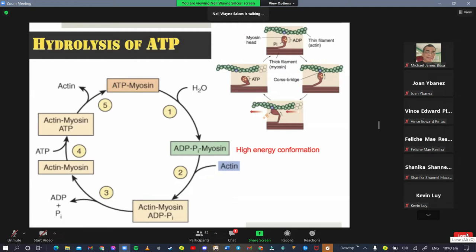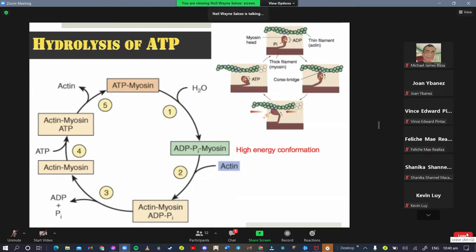So the formation of this complex promotes the release of your Pi first. Once this Pi is released, that initiates the power stroke. This is followed as well by the release of your ADP. And this is accompanied by a large conformational change in the head of the myosin in relation to its tail. So basically, it pulls the actin about 10 nanometers towards the center of the sarcomere. So this is now where your power stroke happens.